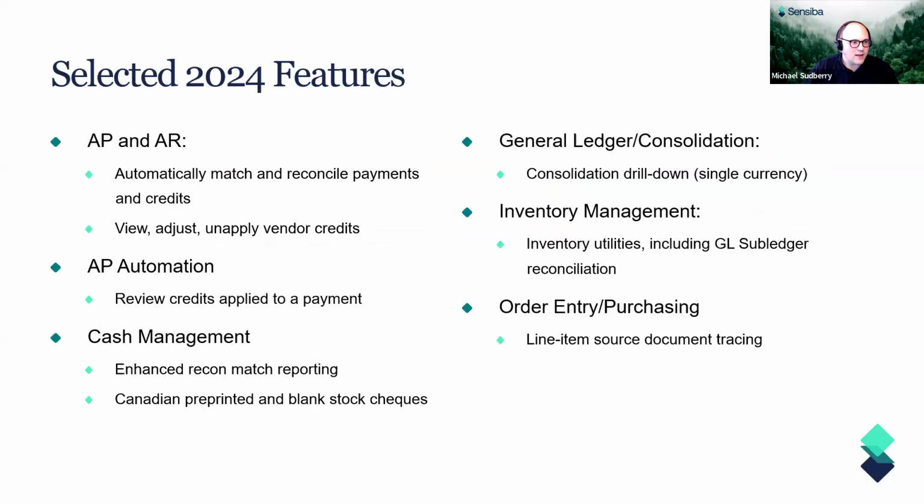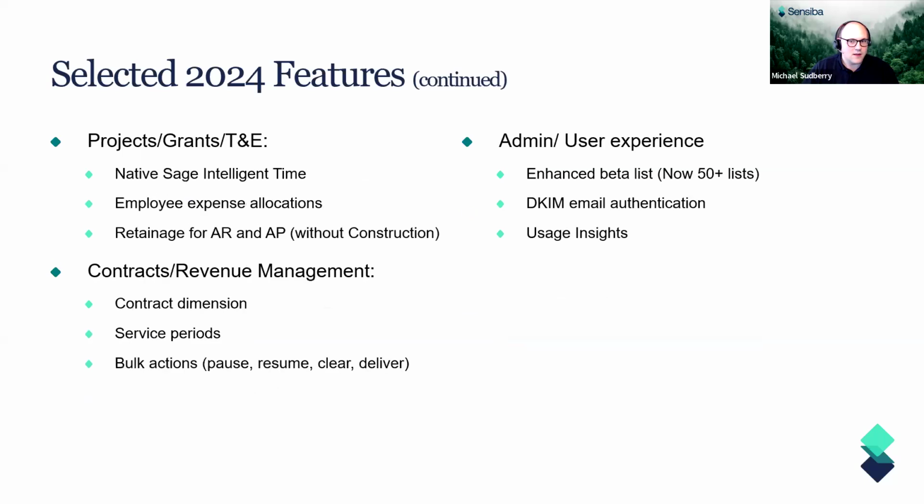So with that, let's get started on some things that we're going to be covering today. We'll be covering improvements in AP and AR, some AP automation that's come out, some changes in cash management, general ledger and consolidation changes, inventory management, order entry and purchasing changes, enhancements to project grants and time and expenses, contracts and revenue management, and just some general admin and user experience updates.